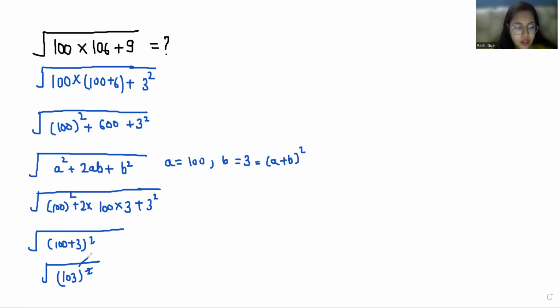With the help of this, the square root eliminates. So our final answer is 103.